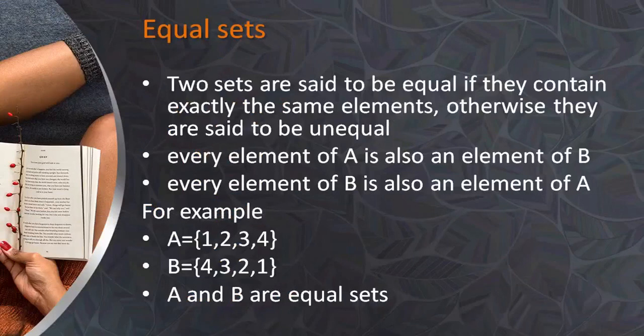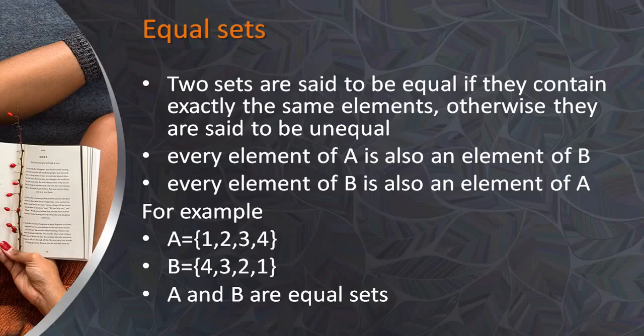Next, the sixth one, equal sets. If two sets contain exactly the same elements, then they are called equal sets. Otherwise, they are called unequal sets. In other words, we can say that if A and B are equal sets, then every element of A should also be an element of B, and every element of B should also be an element of A.